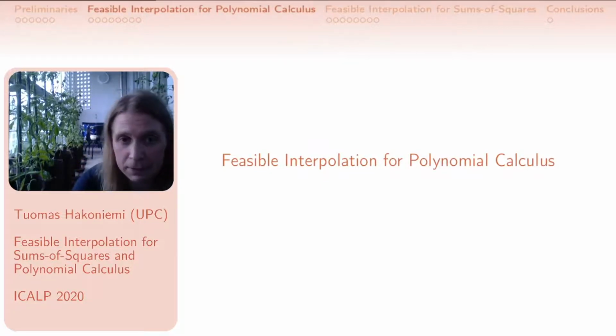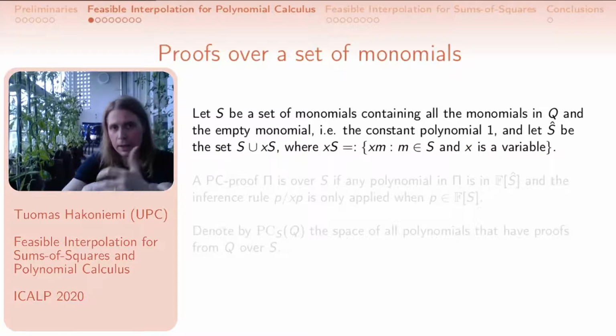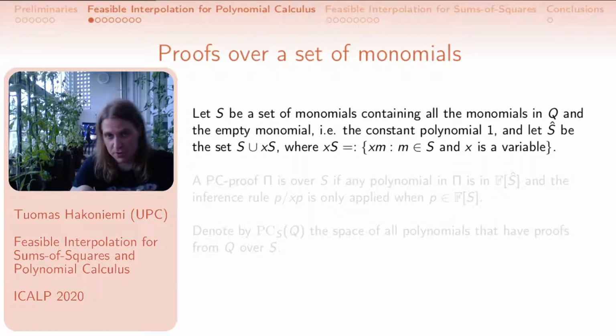So let us look at polynomial calculus first. So first we'll define the class of proofs that we are looking at, and this is what I call proofs over a set of monomials. So the motivation for this definition is the following. In the feasible disjunction property, we want to prove the existence of a suitably small proof, but we do not want to prove upper bounds directly. Rather, we prove the existence of a proof over some small set of monomials.